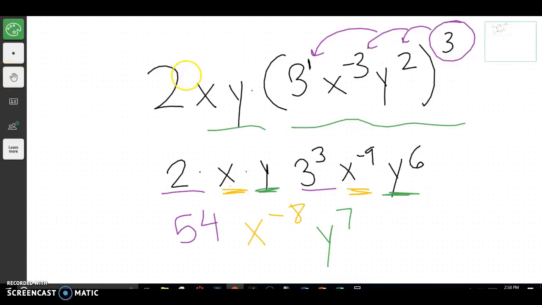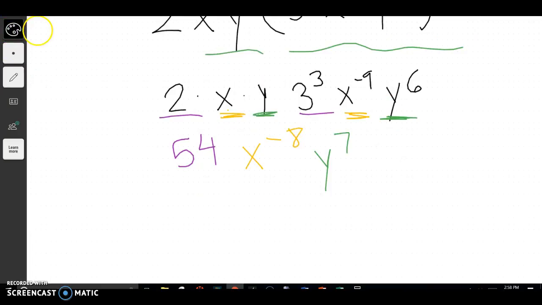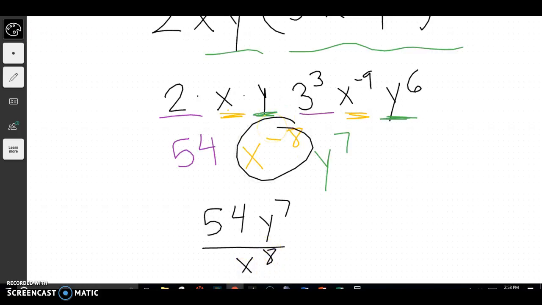Now I probably would like to rewrite this to be a little bit nicer, which would be 54 y to the 7th over x to the 8th. And again, it's just nice sometimes to know, oh, x to the negative 8th, that's division, so it should be on the bottom.